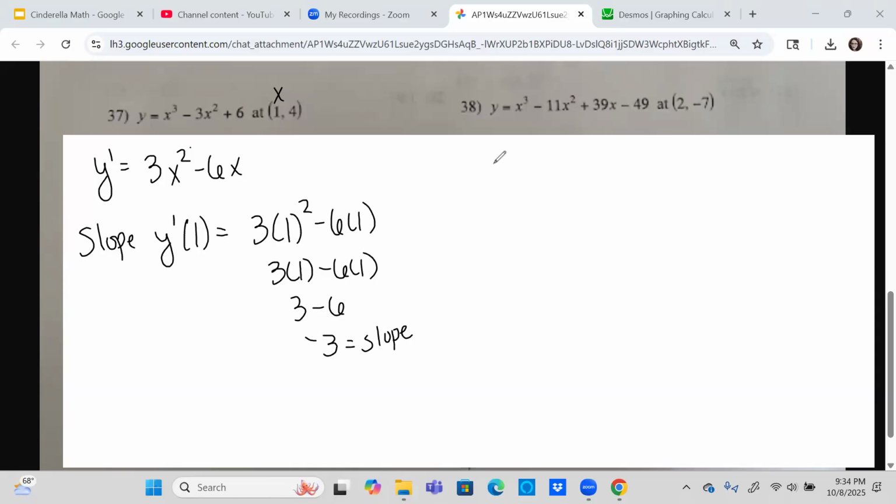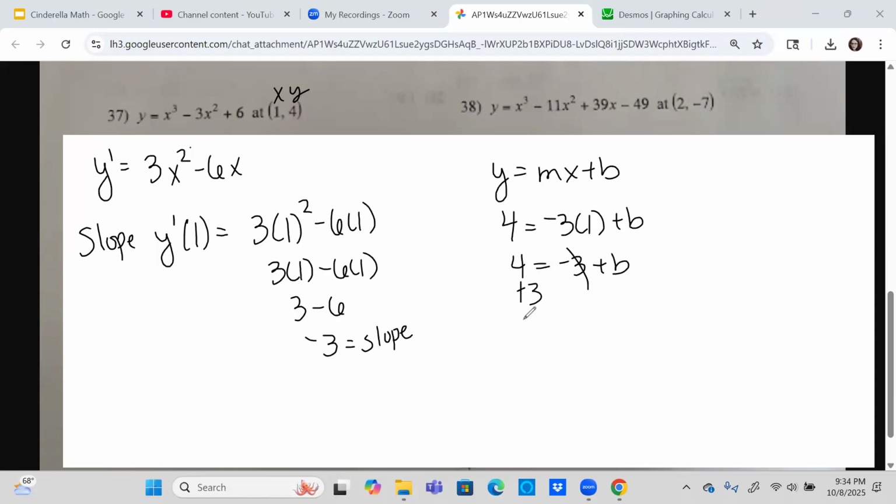Okay. Y equals mx plus b. So we have 4 equals negative 3 times 1 plus b. 4 is negative 3 plus b. Add 3. 7 is b. Y equals mx plus b. Answer.